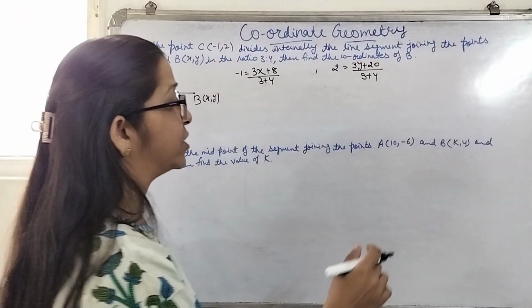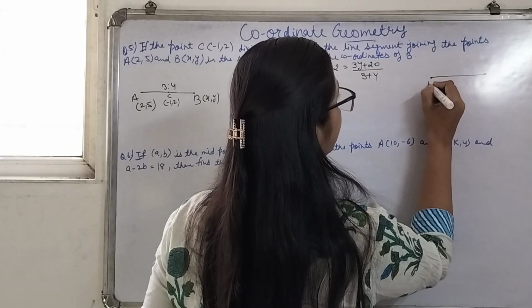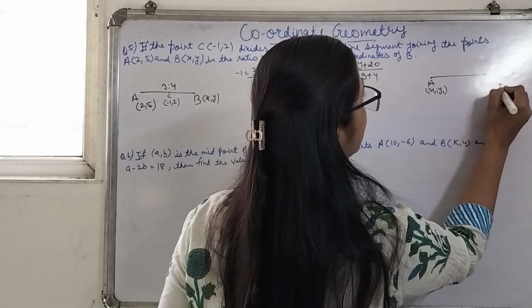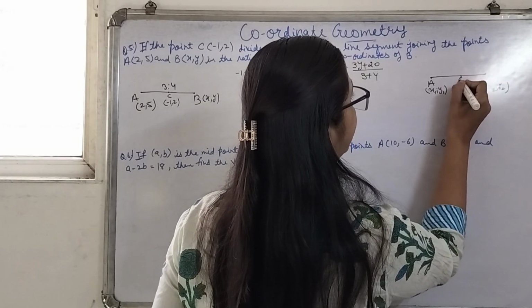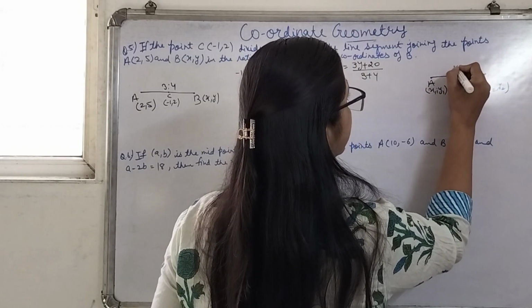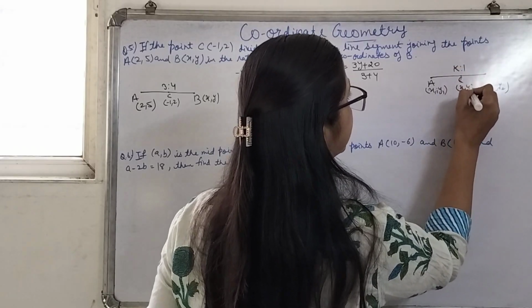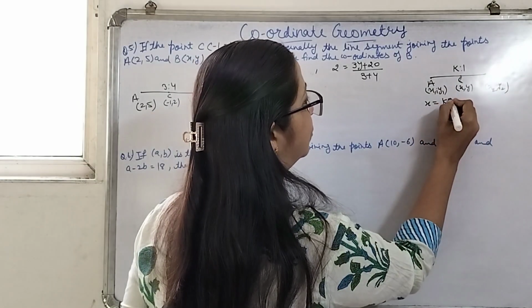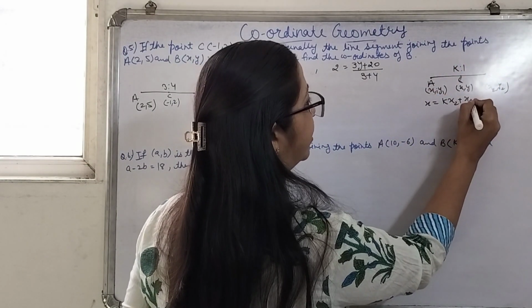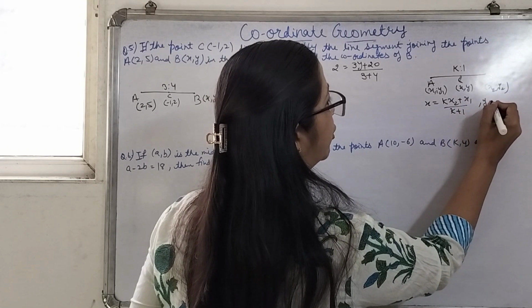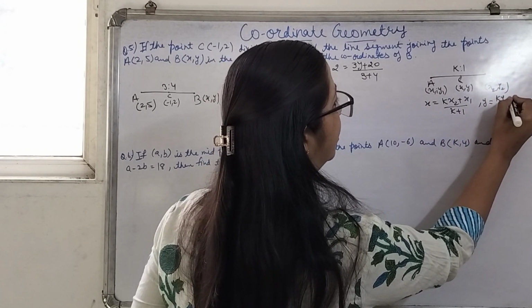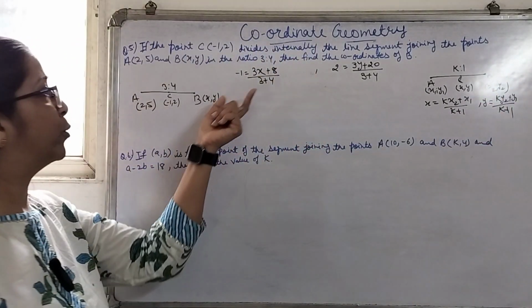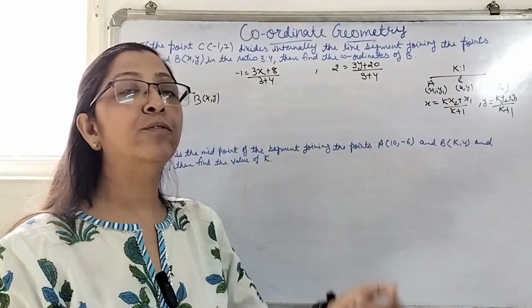How we got these values? As just now we discussed, if there are 2 points, suppose this is A, this is B, this is x1, y1, this is x2, y2, this is a point which is internally dividing it into the ratio. Suppose it is k:1 and its coordinate is x, y. So value of x will be k multiplied by x2 plus 1 multiplied by x1 over k plus 1, and y coordinate will be k multiplied by y2 plus 1 multiplied by y1 over k plus 1. So using this formula only we will be finding the values of x and y.